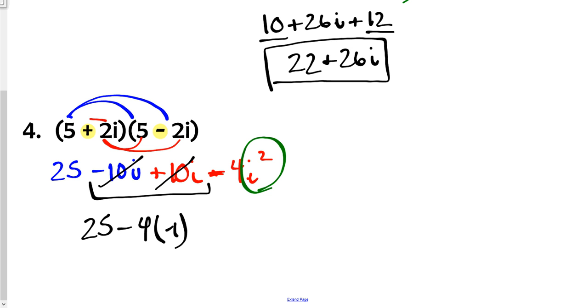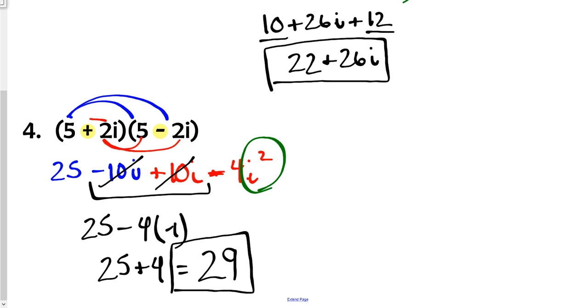Well, what's negative 4 times negative 1? Well, positive 4. So this is really the same thing as 25 plus 4, which is just the real number 29. There's nothing imaginary there.